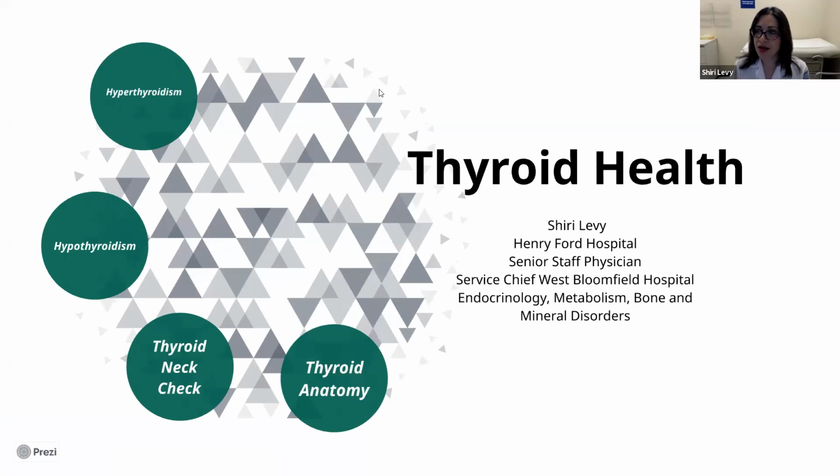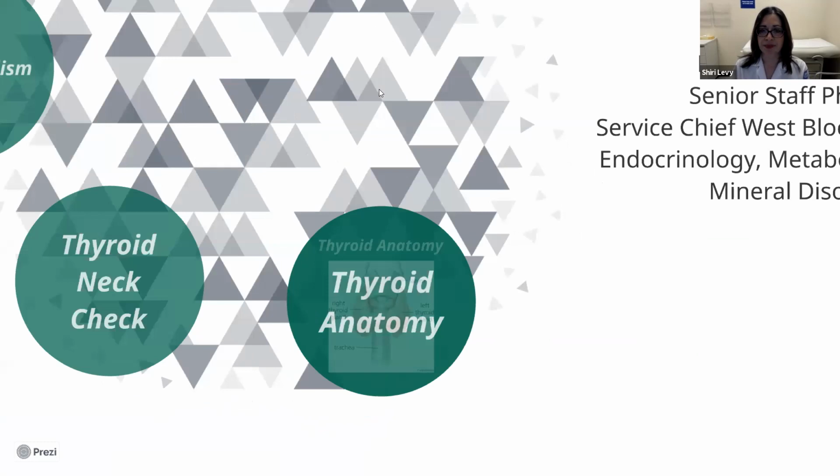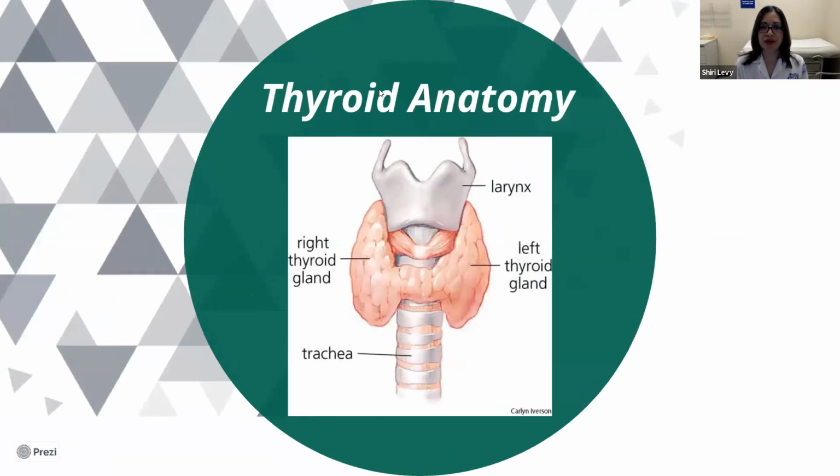So just to get going, we're going to start with thyroid anatomy. The thyroid is a butterfly gland. We have a right lobe, a left lobe, and an interconnecting tissue, and it is right above the trachea.